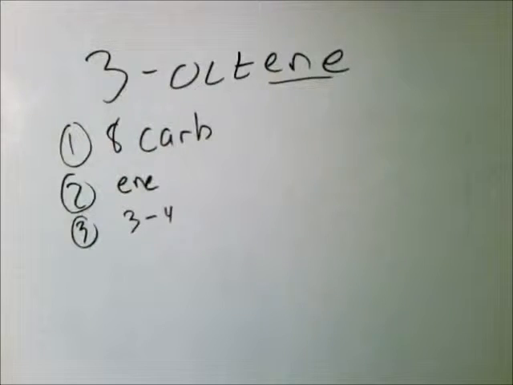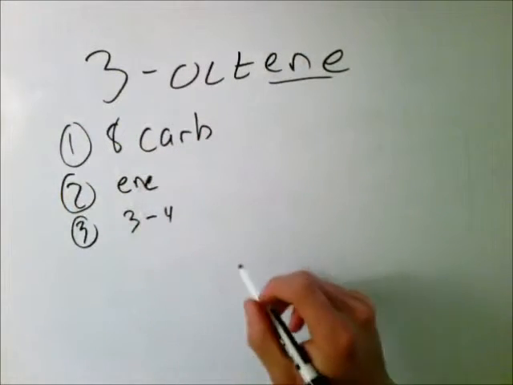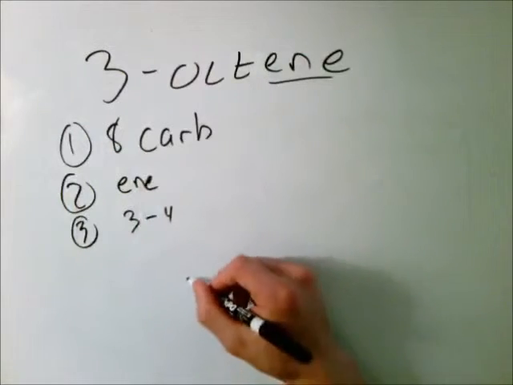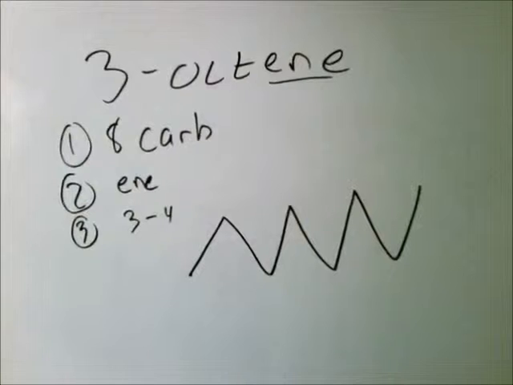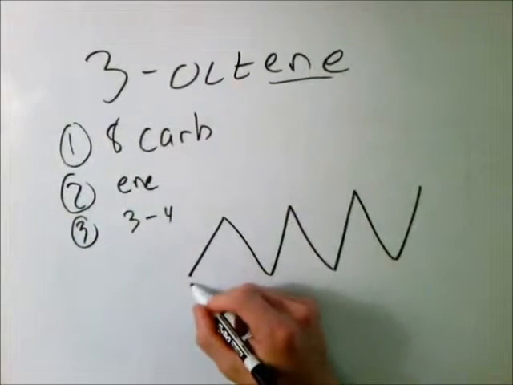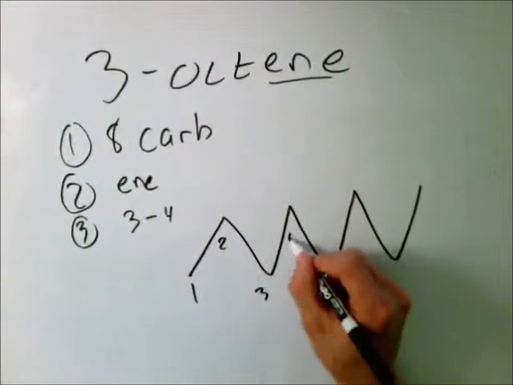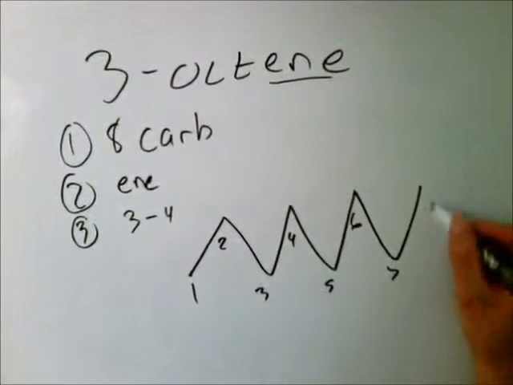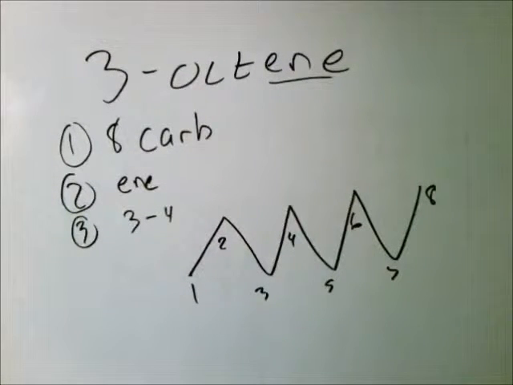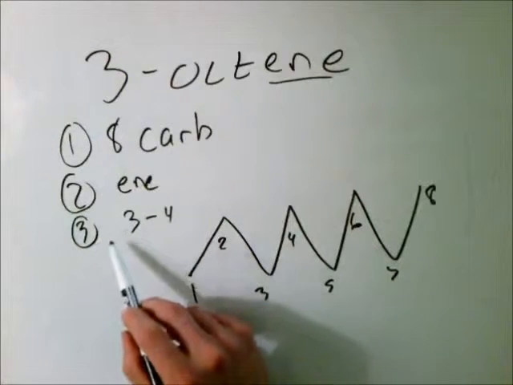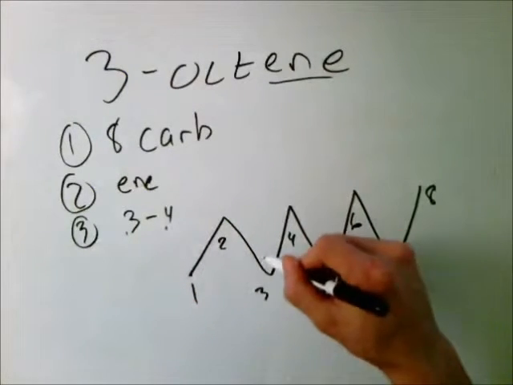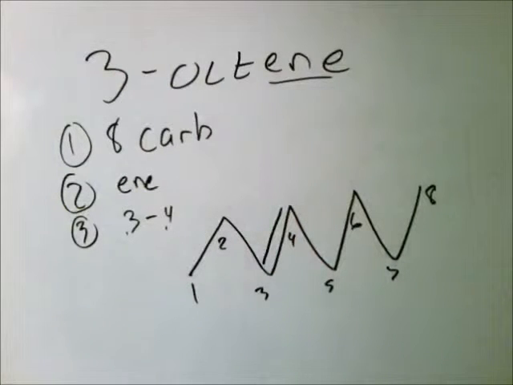So now all we have to do is make this information into a bond line structure. So 8 carbon chain, so we have to draw our 8 carbons. 1, 2, 3, 4, 5, 6, 7, 8. Let's number our carbons. 1, 2, 3, 4, 5, 6, 7, 8. Now, just have to place the double bond. So our double bond is in between carbons 3 and 4. Like that. And it's really just as simple as that.